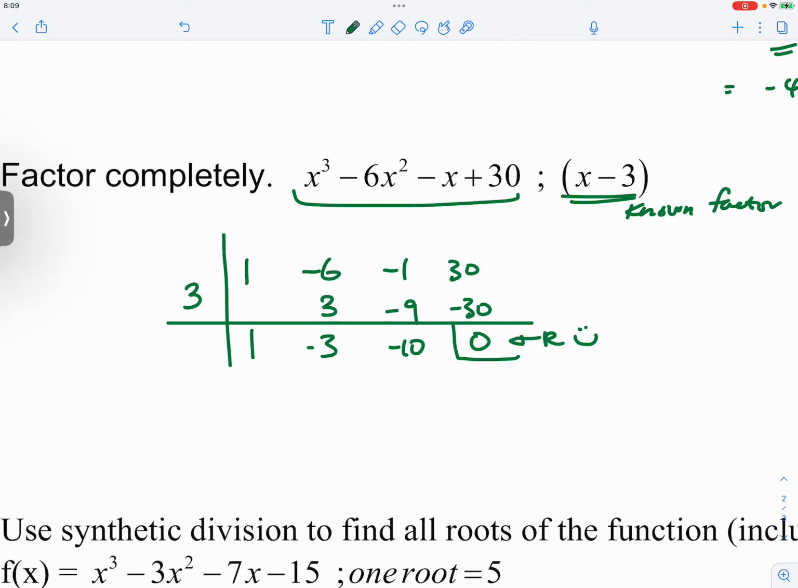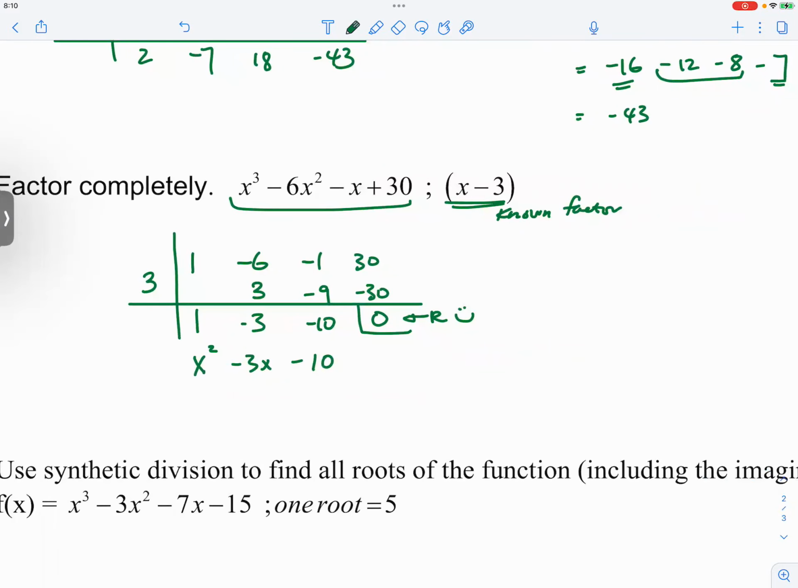So if you know it's a factor, but somehow you don't get zero, you stop and you go back and fix it. So you have x cubed divided by x. So that means you have x squared minus 3x minus 10 as your quotient. Now it says factor completely. So that means I need to factor this one too. And this becomes x minus 5 and x plus 2.